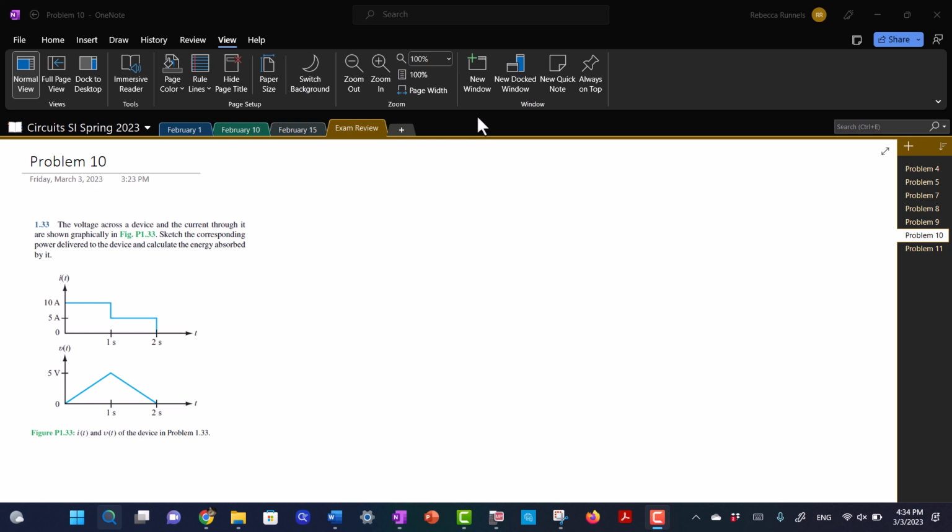The voltage across a device and the current through it are shown graphically here. Sketch the corresponding power delivered to the device and calculate the energy absorbed by it. Hopefully by doing this we'll also review a few things about power and energy as well.